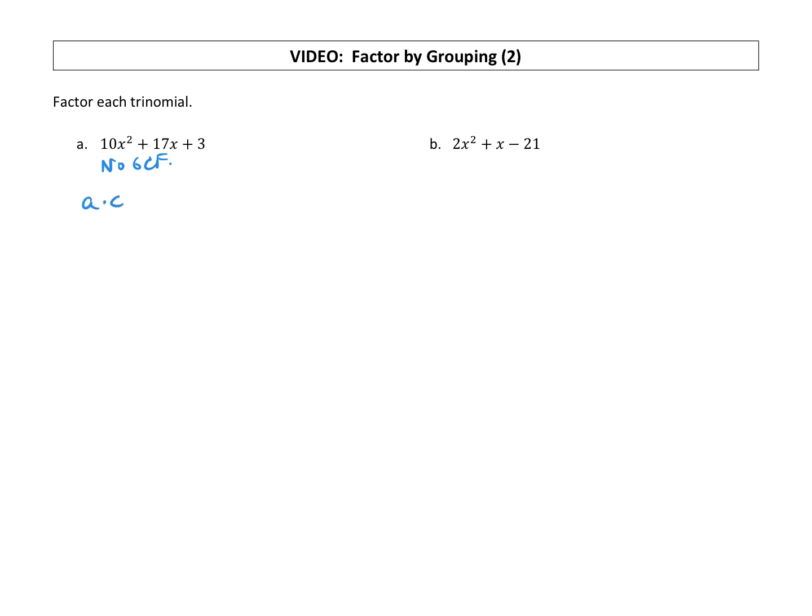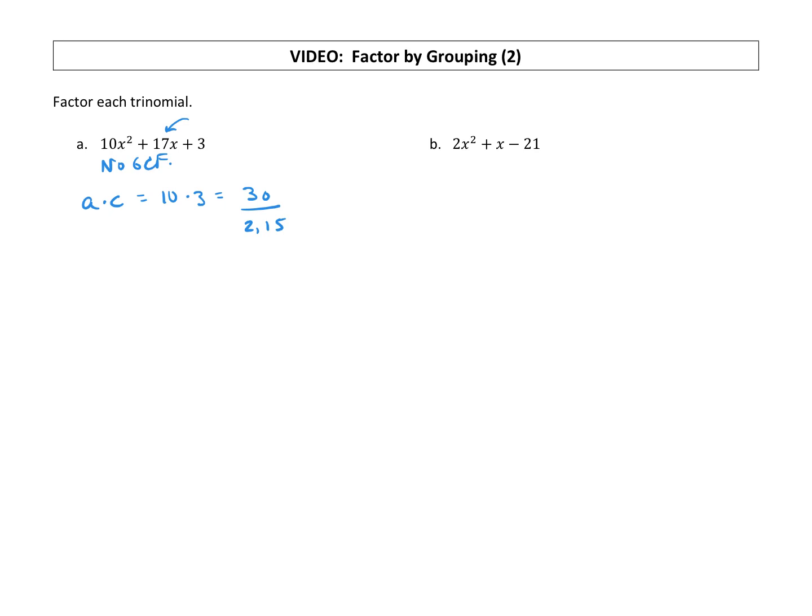We're going to do A times C. So that is 10 times 3. 10 times 3 is 30. What we're looking for are factors of 30 that add up to 17. So factors of 30, let's see, if we think through, we get to 2 and 15. That adds up to 17.